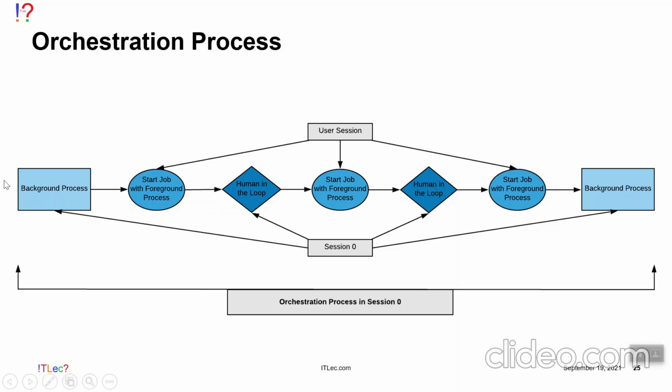So we can see, for example, in the orchestration, we have some background processing that starts some sessions in the background. Here we are waiting for human interaction. Here we start the background process again, human in the loop, and then start with the foreground process and background process. Okay, so here we can see.